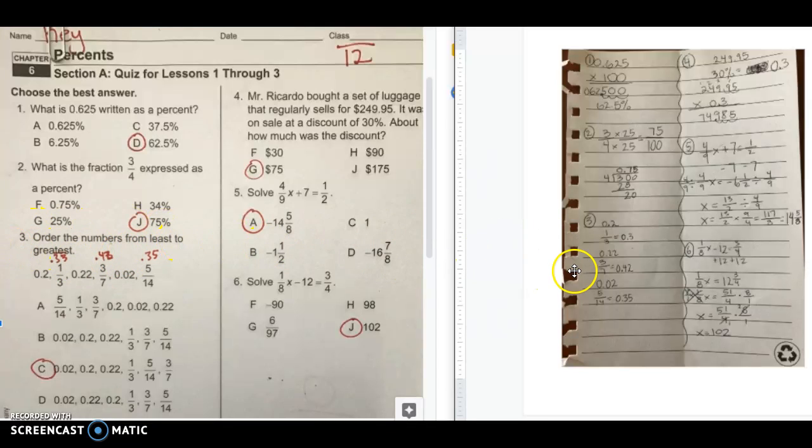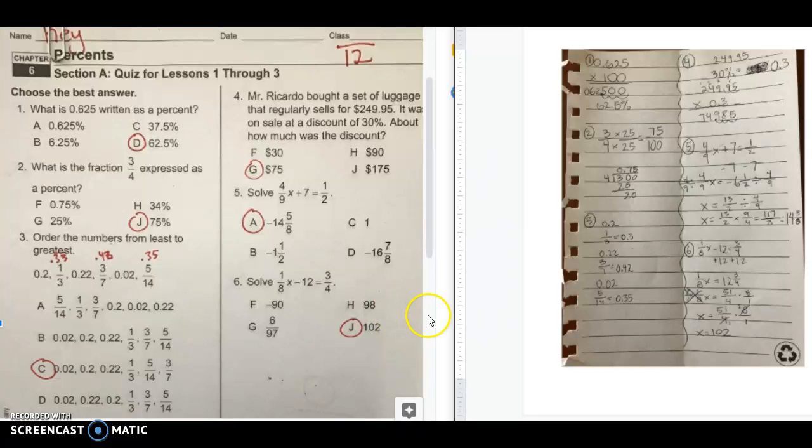Number 3, order the numbers from least to greatest. Well, I did it here and I did it over here as well. I just converted all the numbers into decimals. I could have done the same thing by making them all fractions. Turning them into decimals was the easiest option for me. 0.2 was already there. 1 divided by 3 is 0.3 repeating. There should be a bar right there. 0.22 is fine. 3 divided by 7 is 0.42. 0.02 is fine. And then 5 divided by 14 is 0.35. I place them in order from least to greatest.